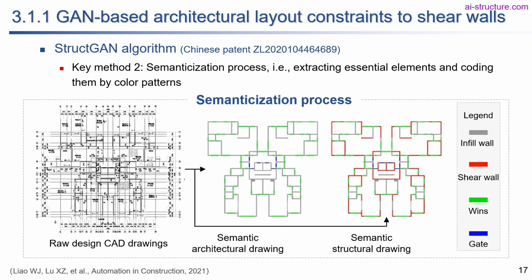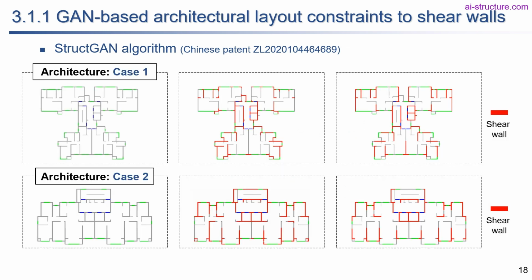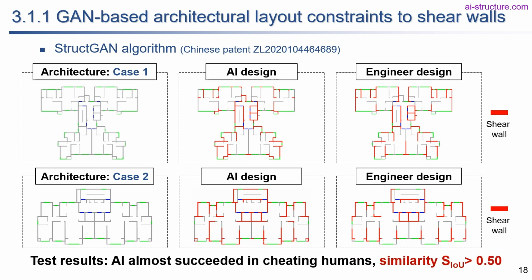One of the key technologies is the semantic expression of design features, which involves extracting key image components and encoding them into corresponding colors. We conduct an AI design test. The result of AI design using this method is very similar to that of the engineer's design, with a similarity index greater than 0.5, effectively deceiving human judgment.